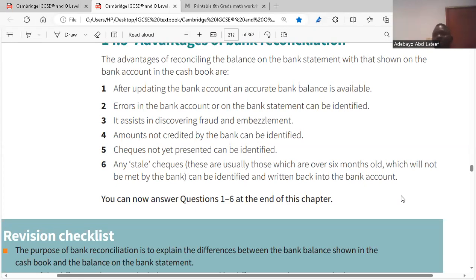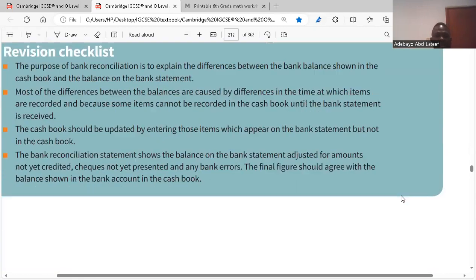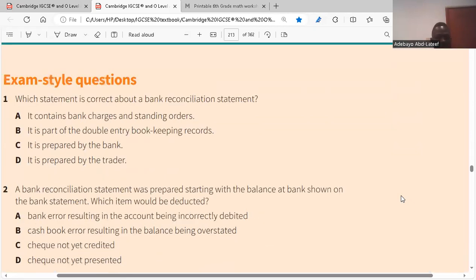Then you have to put back the amounts into your account, because you have your record in your cash book, so you have to cancel it. Is it clear? Is there any question about it? No. So go to the questions.